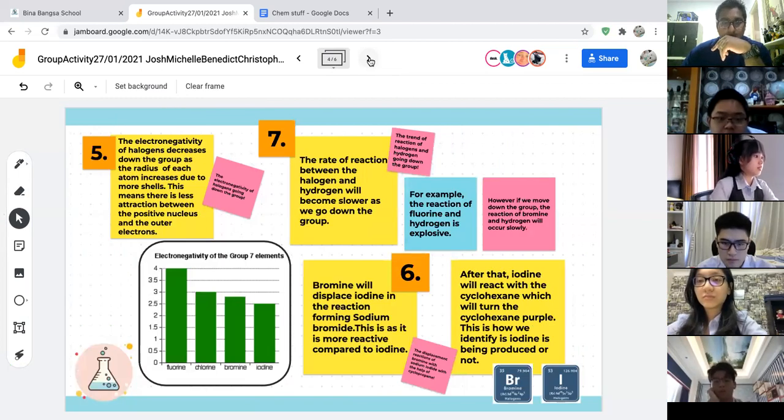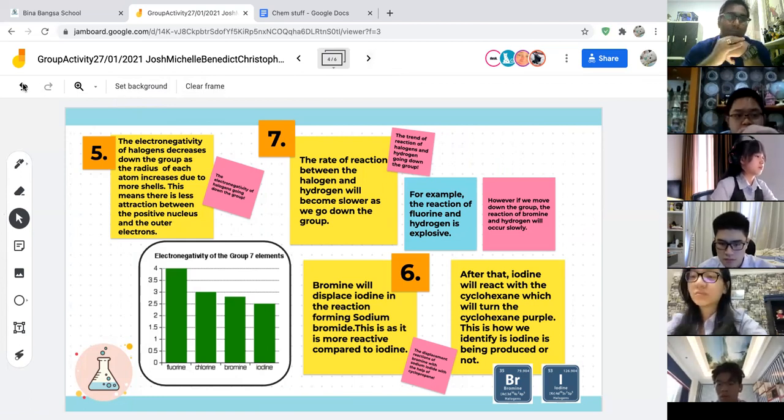The electronegativity of halogens going down the group. The electronegativity of halogens decreases down the group as the radius of each atom increases due to the more shells. This means there is less attraction between the positive nucleus and the outer electrons.